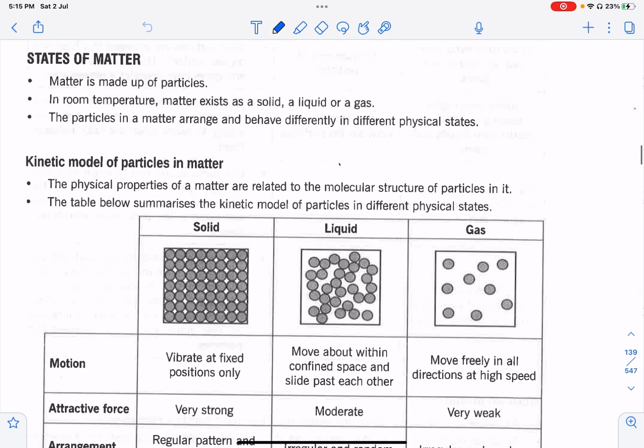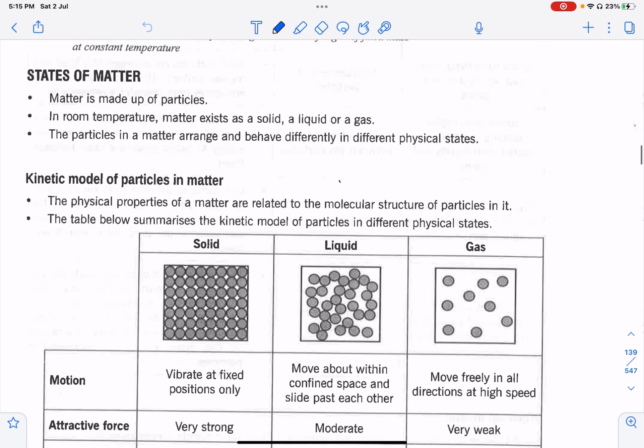Okay, so for the states of matter, matter is usually made up of many different particles. When we talk about particles, we have learned about things like atoms and molecules. But in physics, we tend to just represent a circle as a particle. A state of matter can be made of many different particles or the same particles. At room temperature, matter exists as solid, liquid, and gas. These are the three states of matter that we have to be familiar with.